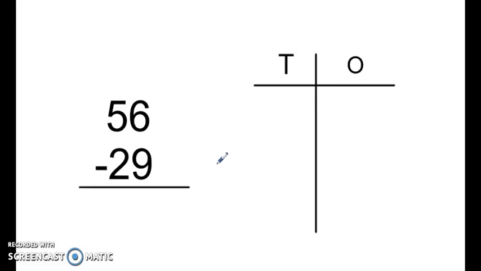Let's take a look at another problem. Here I have 56 minus 29. Again, because I'm subtracting, I'm going to focus on just the top number. This is the number that I am drawing. This is the number I am subtracting from. So 56 has 5 tens and 6 ones.